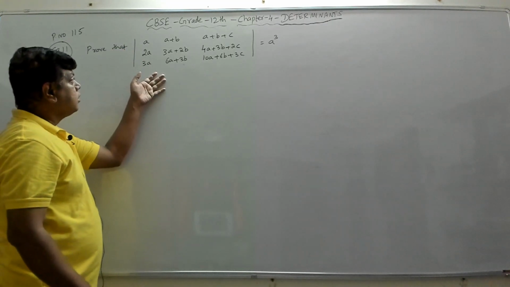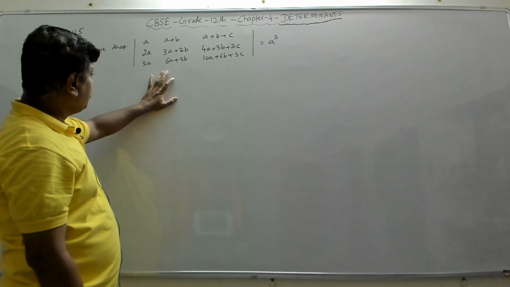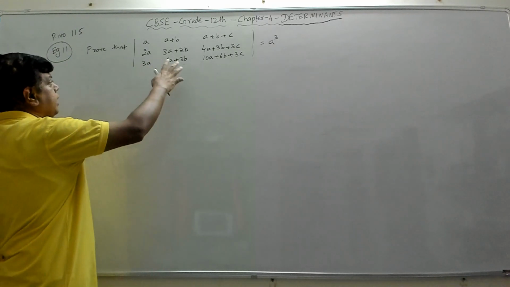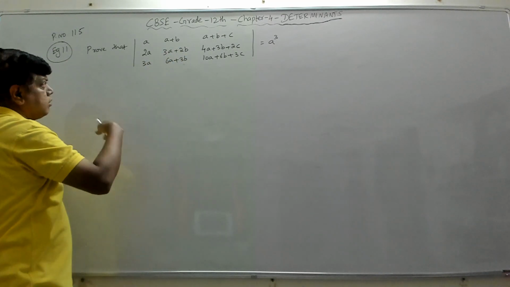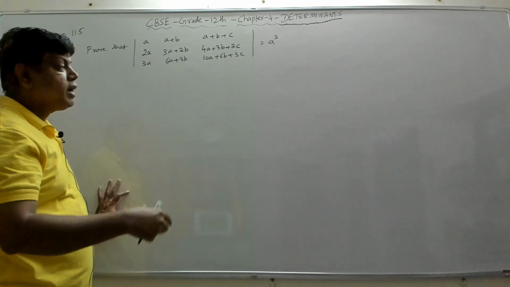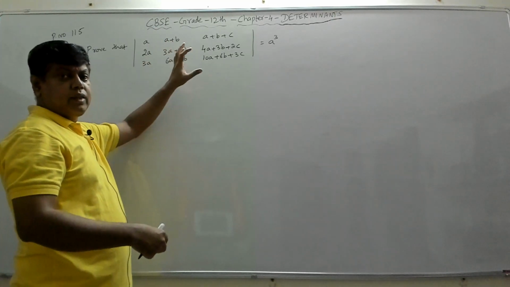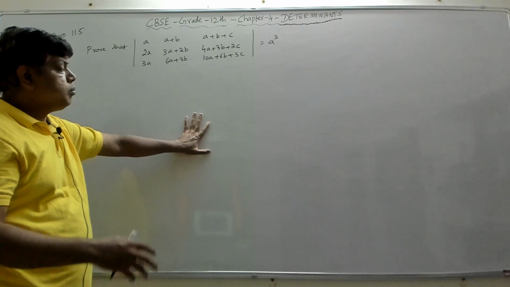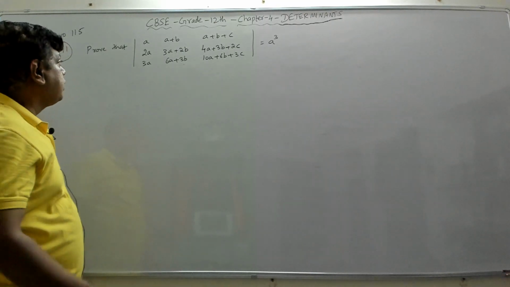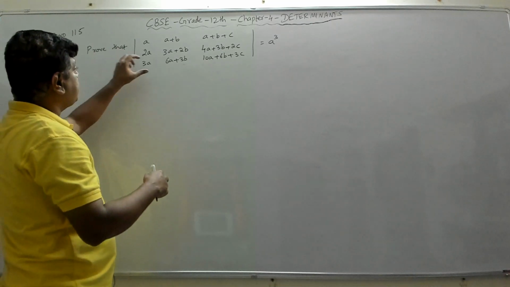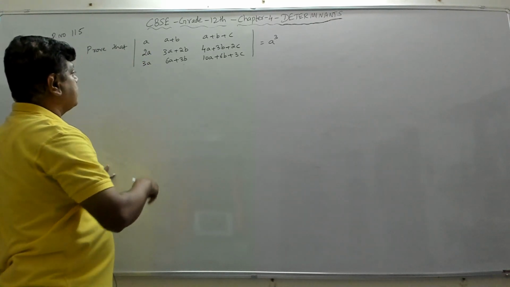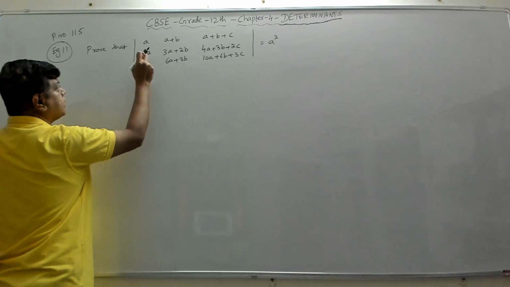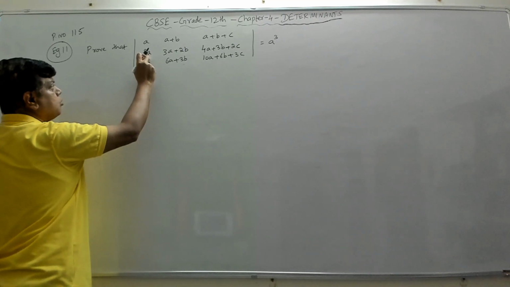When we get more zeros, if we can make many elements in any row or column zeros by applying the properties that we studied in the last video, then it becomes easy to find the value of the determinant. So we'll check whether we can make some of the elements 0 in this determinant. For example, if you observe this and this, we can make this 2a as 0.